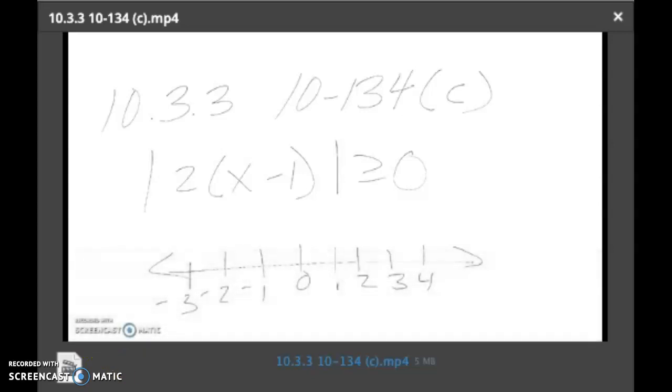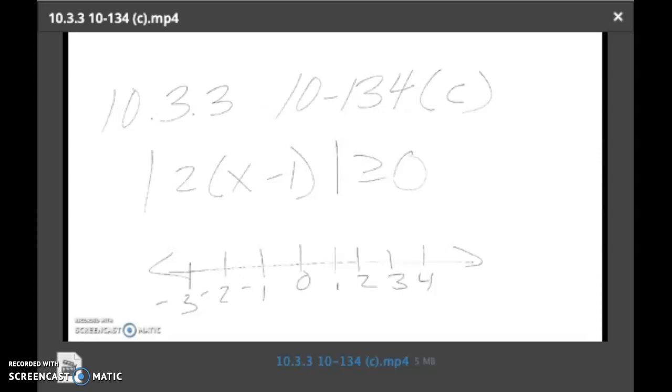All right, this is lesson 1033, problem 10-134C. We have the absolute value of 2 times the quantity x minus 1, and that is greater than or equal to 0. All right, so we're looking for things that when we take the absolute value of them, they're more than or equal to 0 or more than 0.